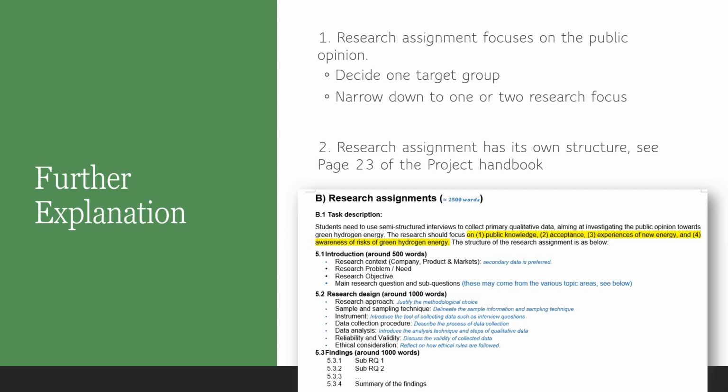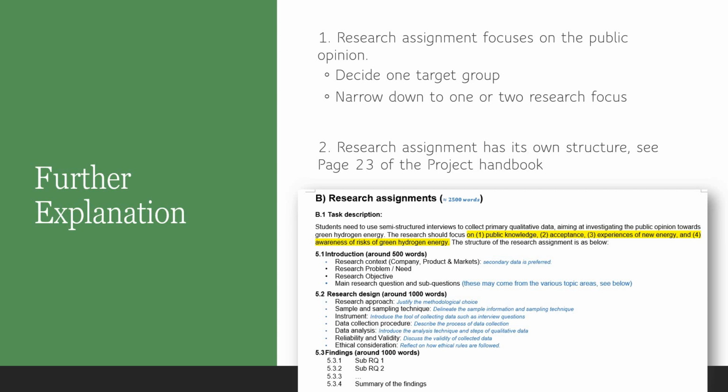For the research problem or the research need, you need to clearly state why it is necessary to investigate public opinion towards green hydrogen energy. And if you are going to use any quotations or any information from previous research, don't forget you need to provide the reference. Your BAC teachers have also instructed you how to use the APA reference style to present references in the text.